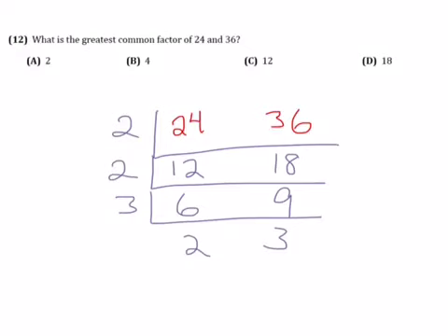Now we have to figure out where our greatest common factor is. And we look to these numbers here. We're going to multiply those all together. 2 times 2 times 3, and that will give us our GCF, our greatest common factor.